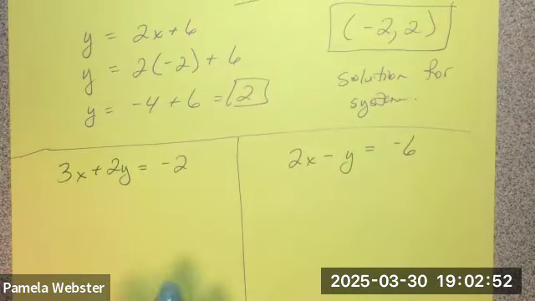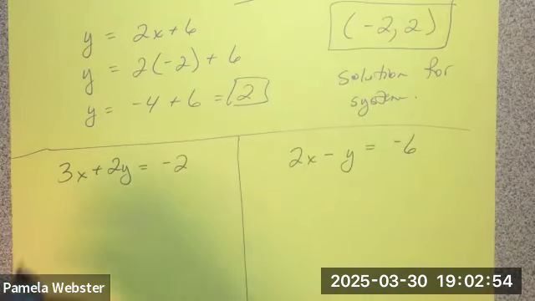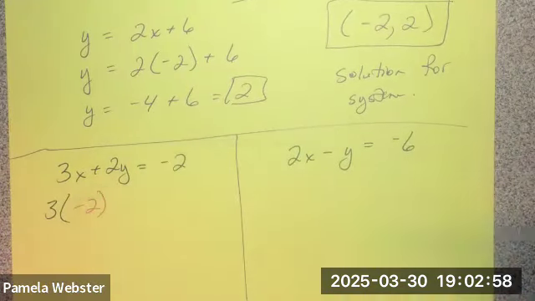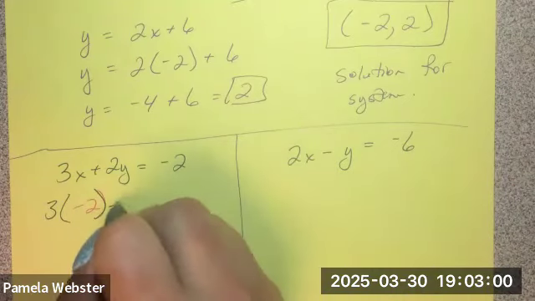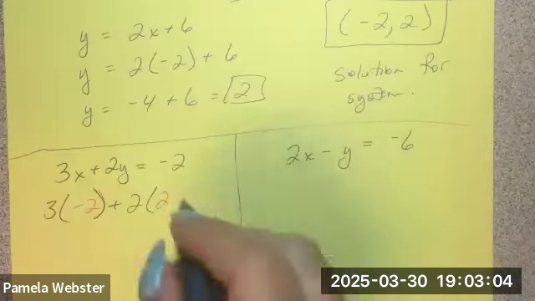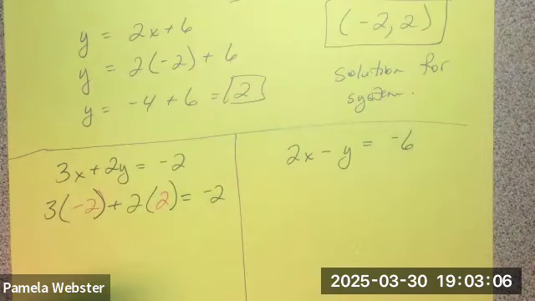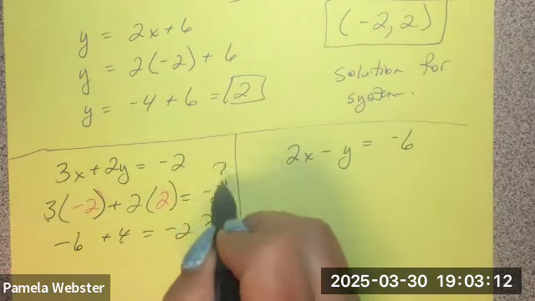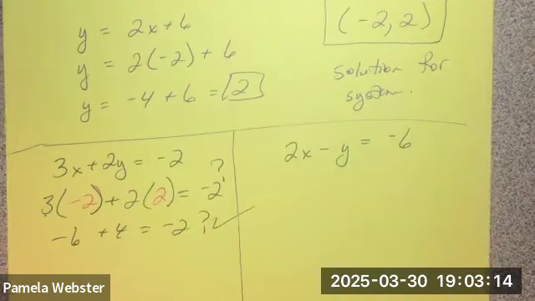Let's find out. If I had 3 times, I'm going to plug in a -2 there, plus 2 times, I'm going to plug in a 2 there, equals -2. Well, let's see. That's -6 plus 4 equals -2. Is that true? Yep, that one works.